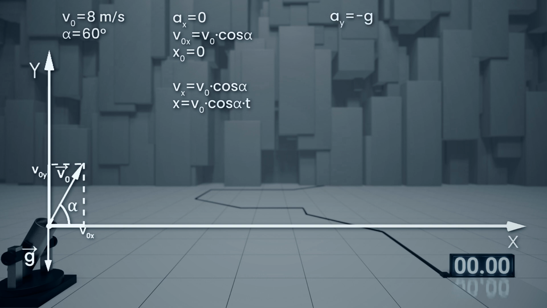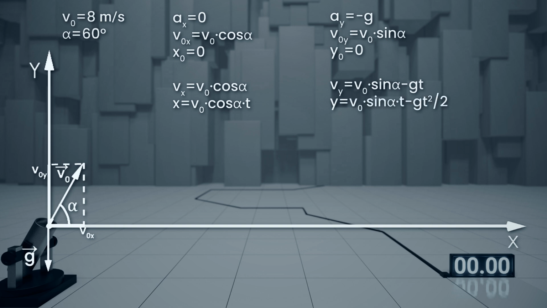Acceleration is directed downward, so its y component is negative and equal to g. The y component of the initial velocity is v sine alpha. The initial y coordinate is 0. Motion along the y-axis is uniformly accelerated.